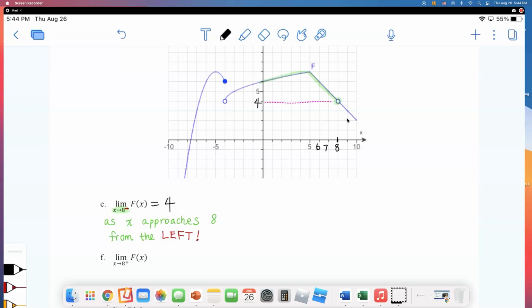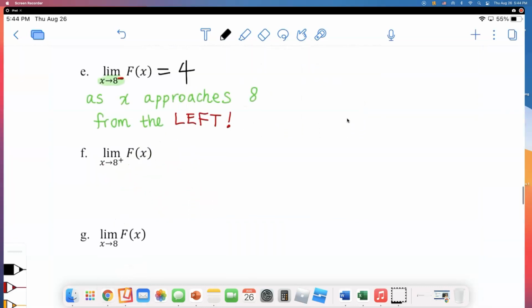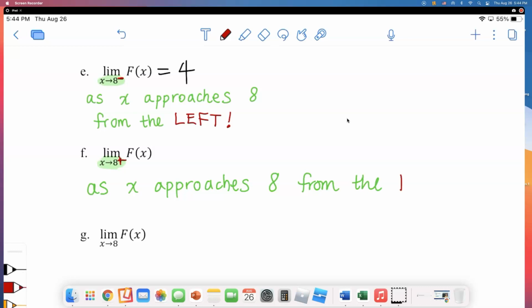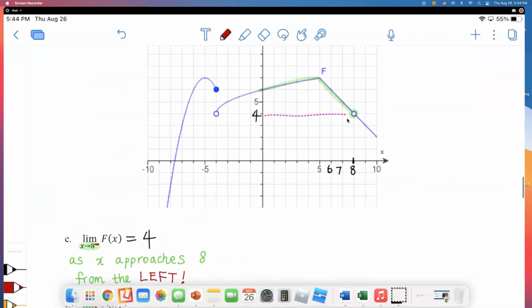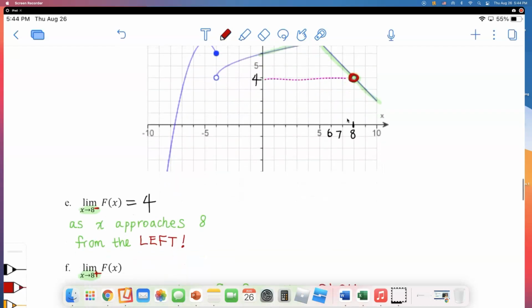Now let's look at the right-hand limit this time. As x approaches 8 from the right, let's see where we're going. So start somewhere on the right side of this graph. Go to 8. And you know what? They're going to the same place. Both of them are going to this open circle, aren't they? So the number is going to be the same. It's going to be 4.